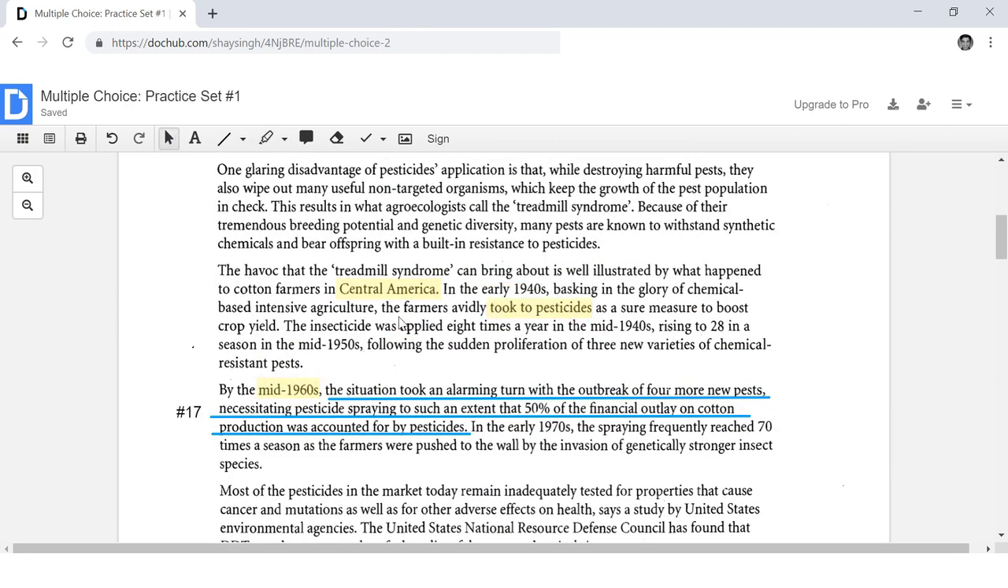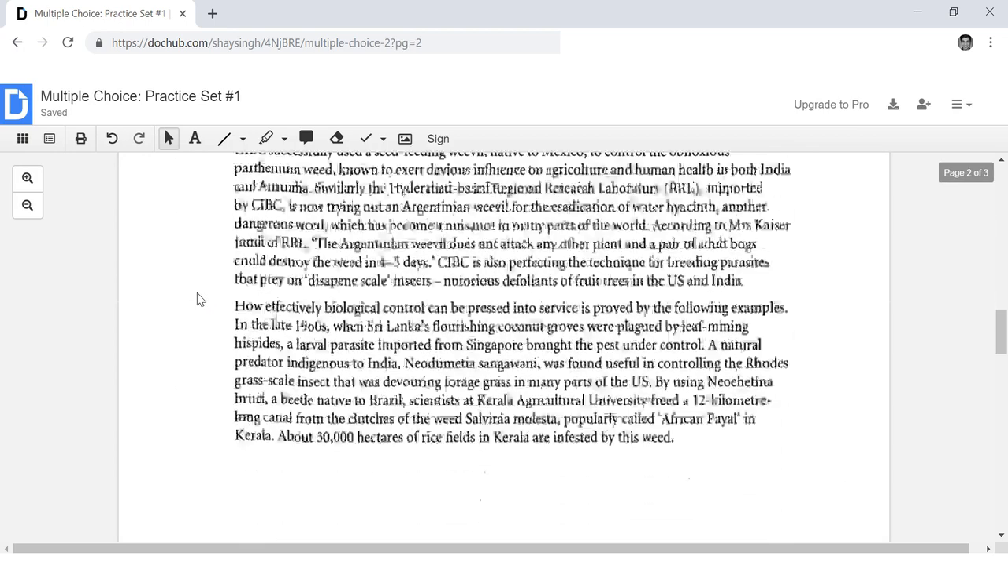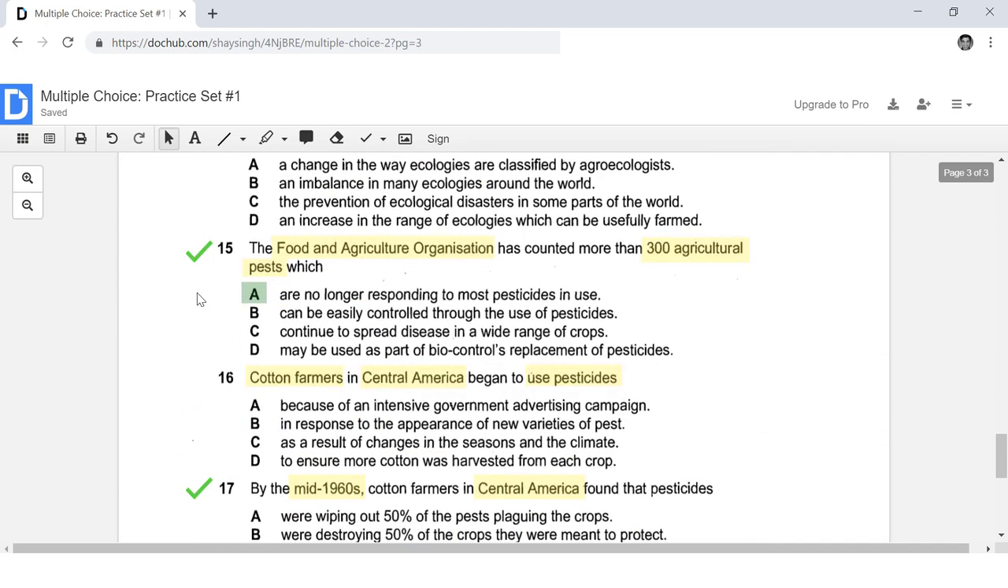So it says that the farmers avidly took to pesticides as a sure measure to boost crop yield. So there's our answer. Why did they start using pesticides? To boost their crop yield. Which just means that they wanted to increase the amount of harvest that they got from this farming.